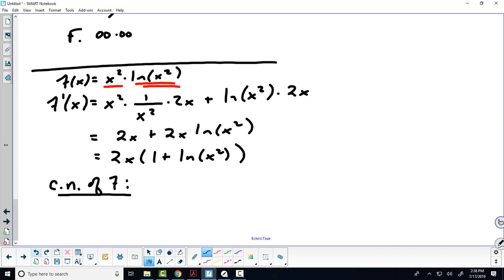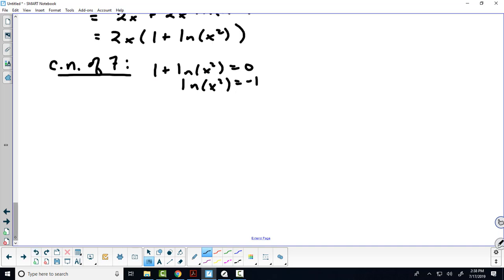But then we could ask the question, when else could this be 0? Well, it would happen if 1 plus the natural log of x squared equals 0. So when does that happen? That happens when the natural log of x squared equals -1. Well, when would that happen? I can't solve that in my head. Let's rewrite it as its equivalent exponential statement. So that happens when e to the -1 equals x squared. That is when x squared equals 1 over e.